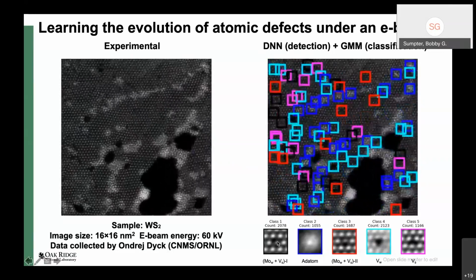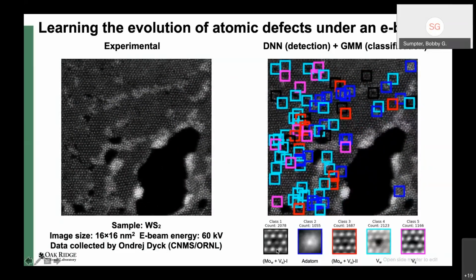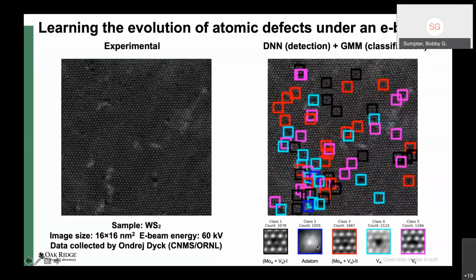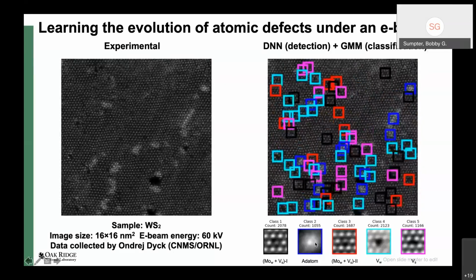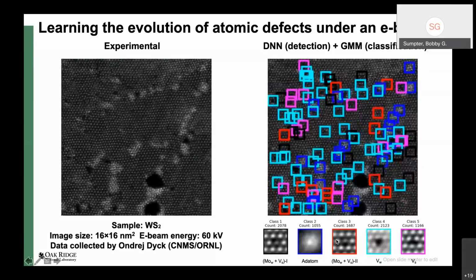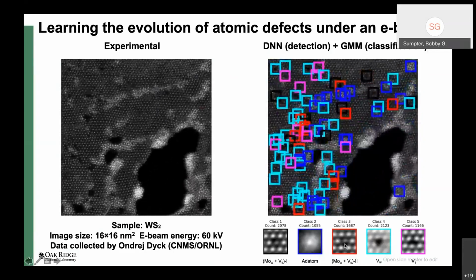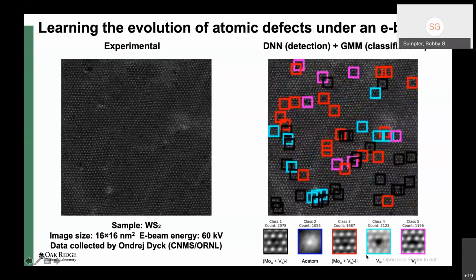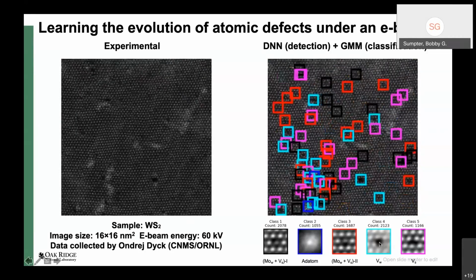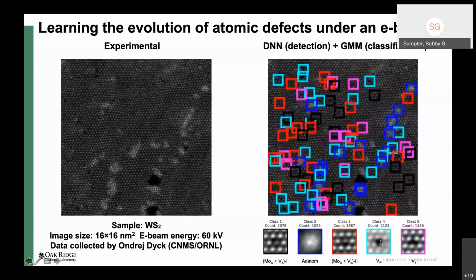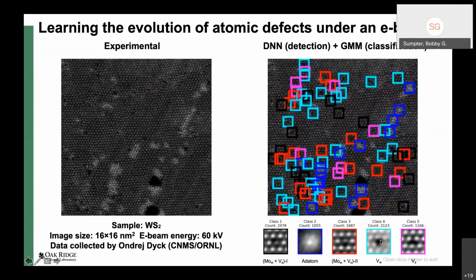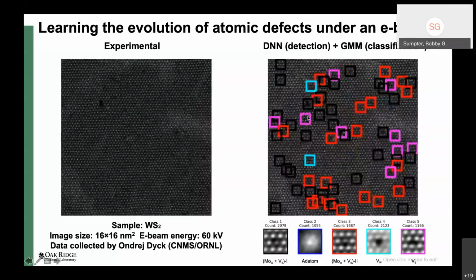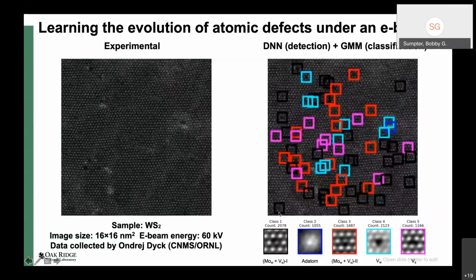There's one case where there's a vacancy that is caused by knocking it out with the electron beam. Sulfur is gone. There's another case where there's a tungsten atom just sitting on top of the surface. There's a case where there's a different type of vacancy caused by knock-off of the sulfur. And then there's a case where there's an actual tungsten vacancy that is caused by the knock-on energy of the electron beam. And finally, there's a multiple sulfur vacancy case. These are colored here, and as the experiment is occurring in real time, we're able to classify all of those and track them.